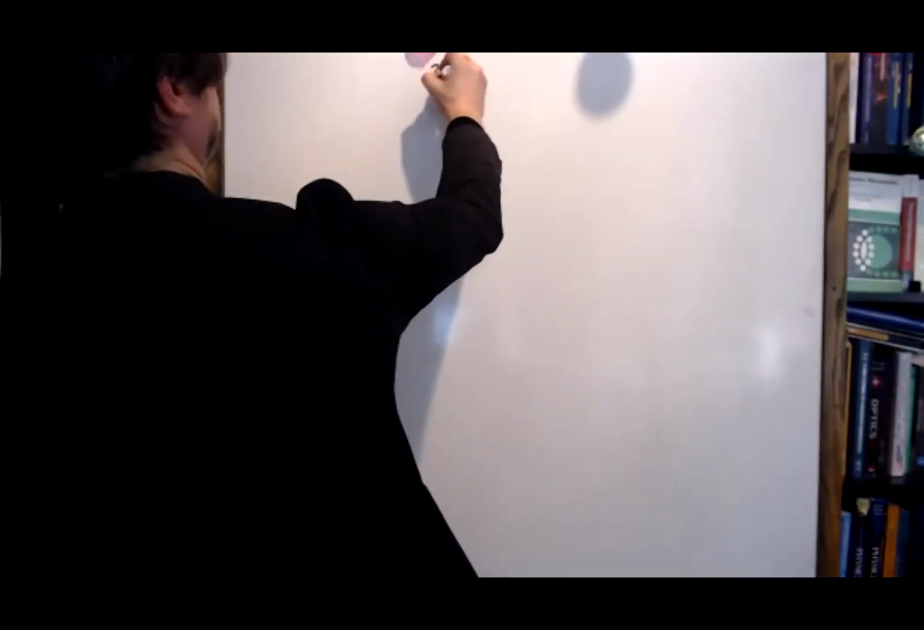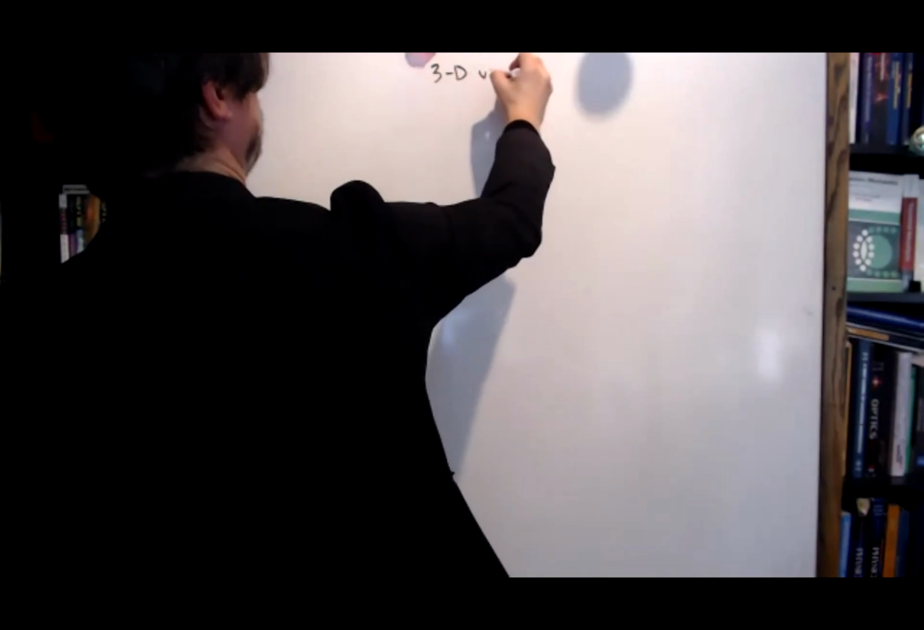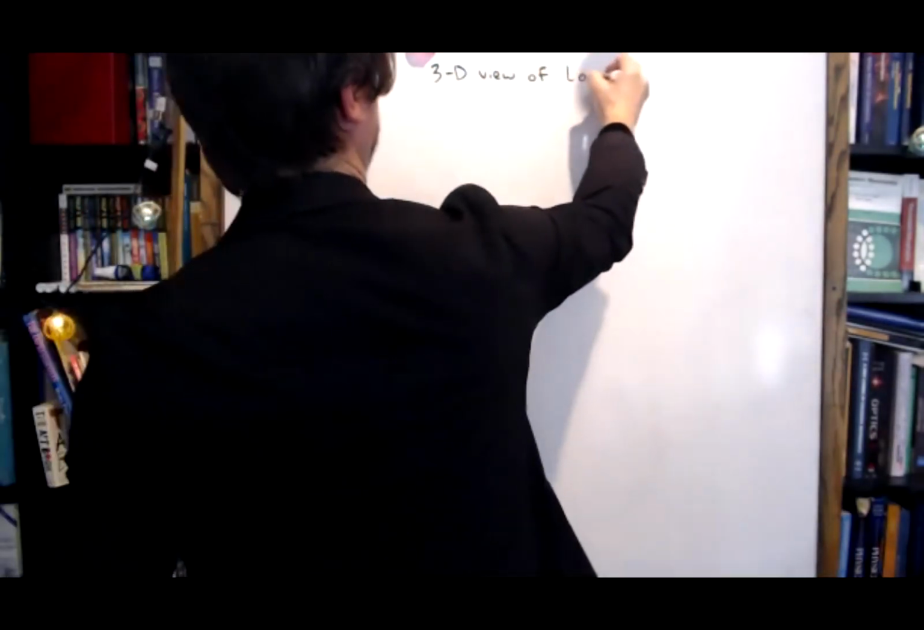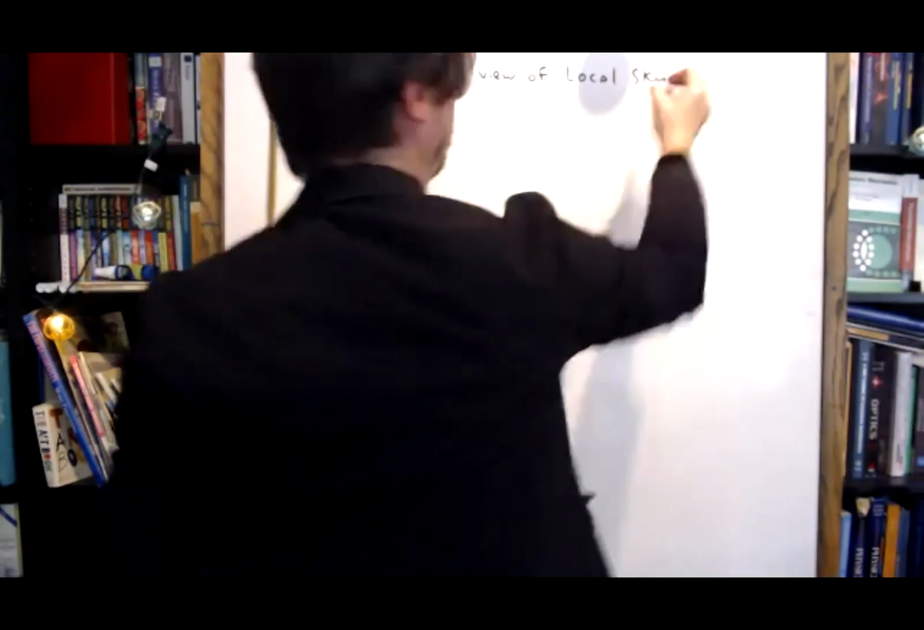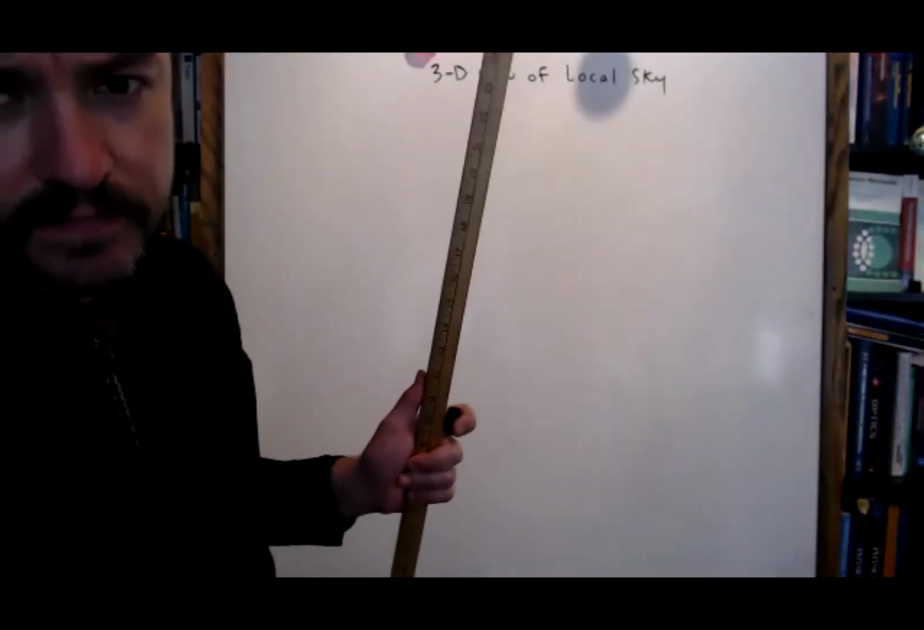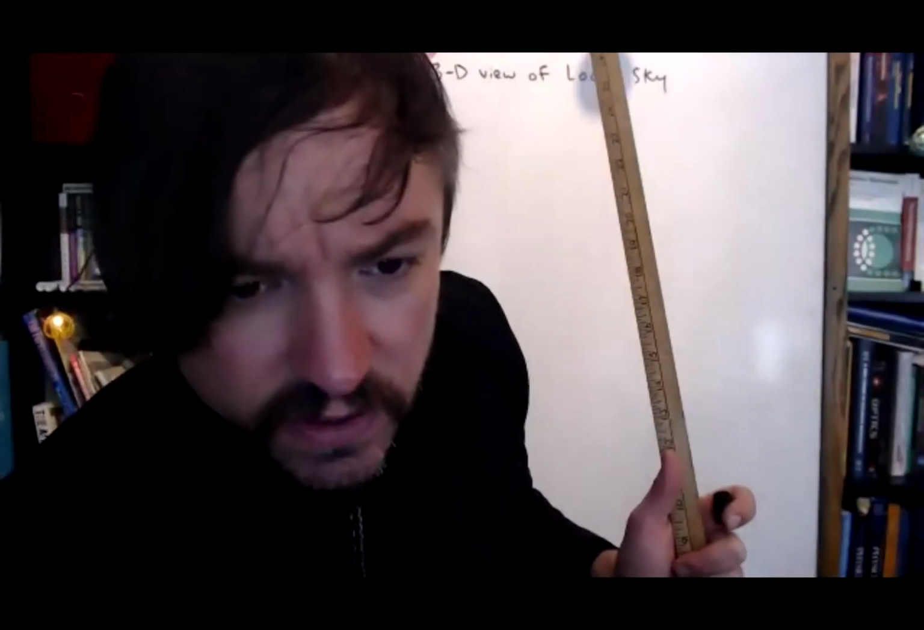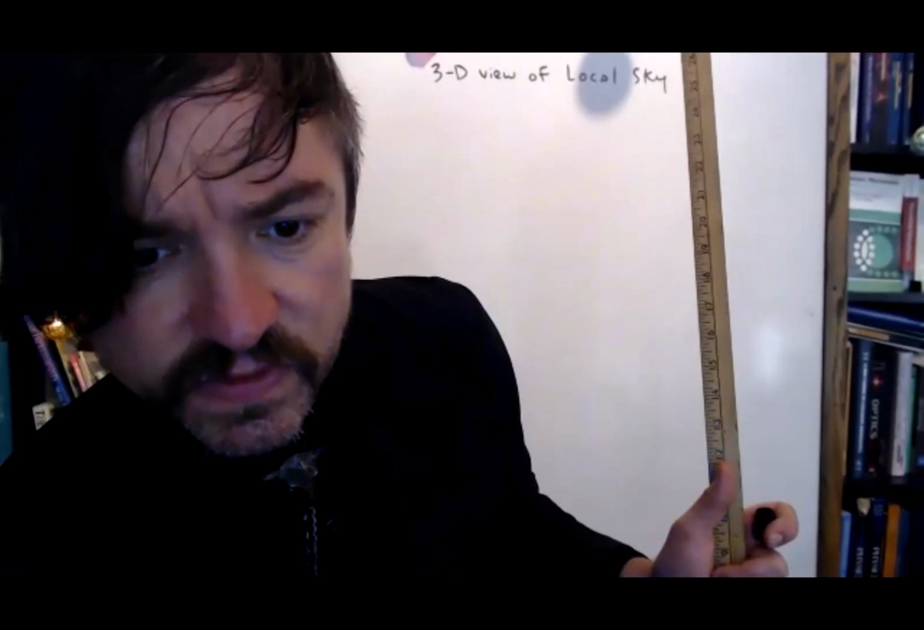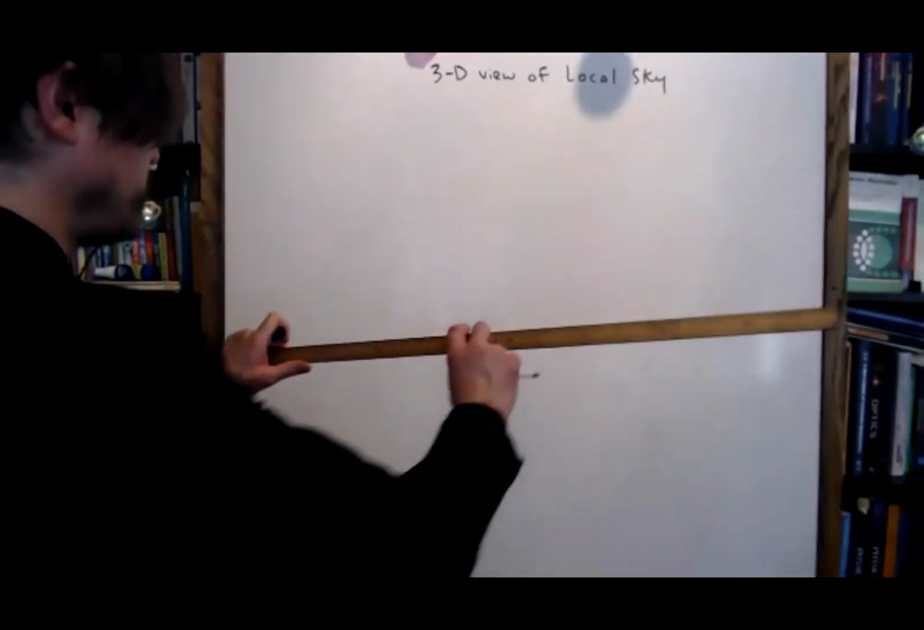Title this a 3D view of the local sky. A 3D view of the local sky. Am I having focus issues? I need to get the Logitech app going here. Okay, a 3D view of the local sky.